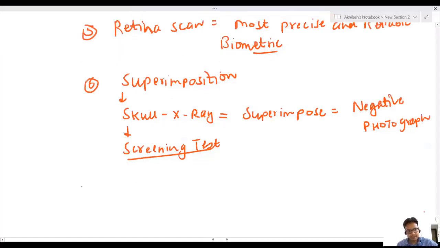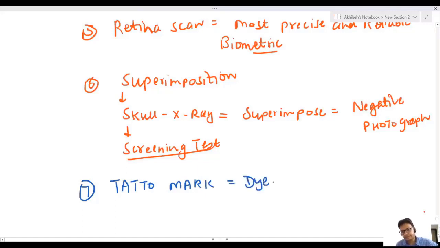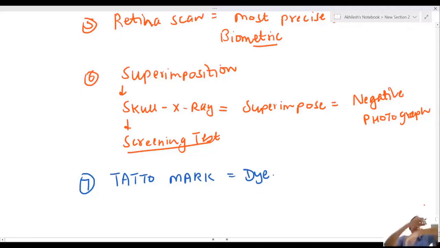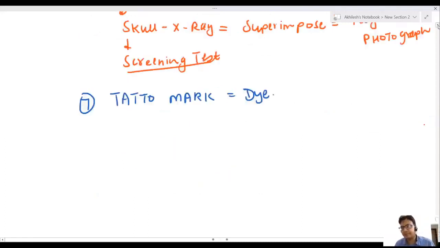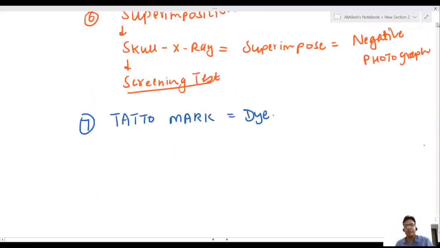7th, tattoo mark. Sir, tattoo marks are also a very important identification method. We use many dyes for tattoo marks. Whatever dye we use for tattoo marks, this dye goes to the lymph node level.